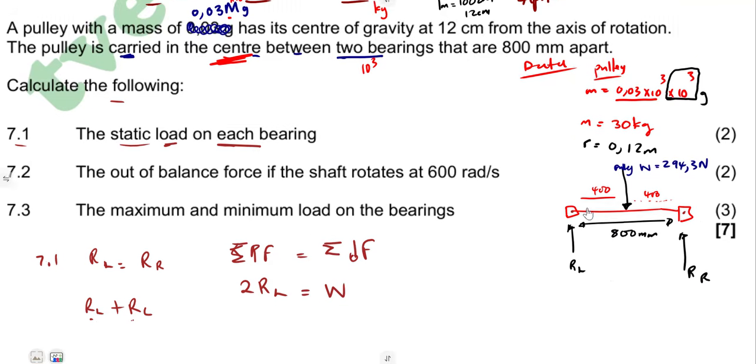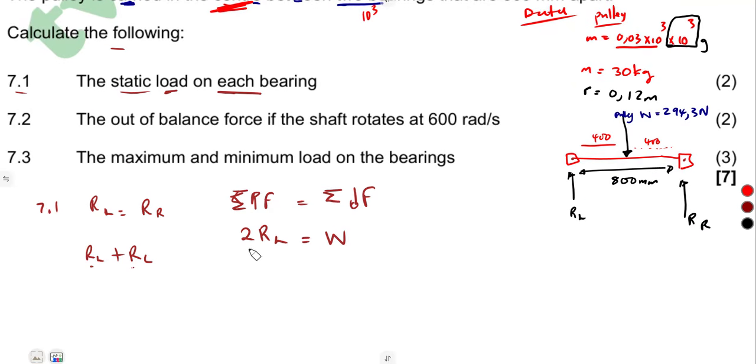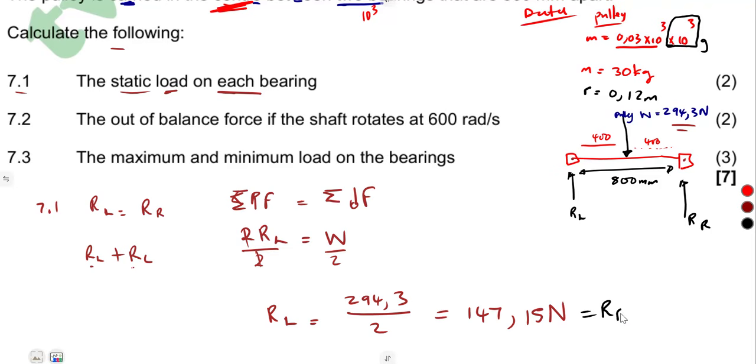So that is it. Calculating RL is calculating RR. So that is the idea. So simply RL is equal to the weight. We have already calculated this, 294.3 over 2. So that is going to give us 147.15 Newton. And this is the same as RR, the one on the right.